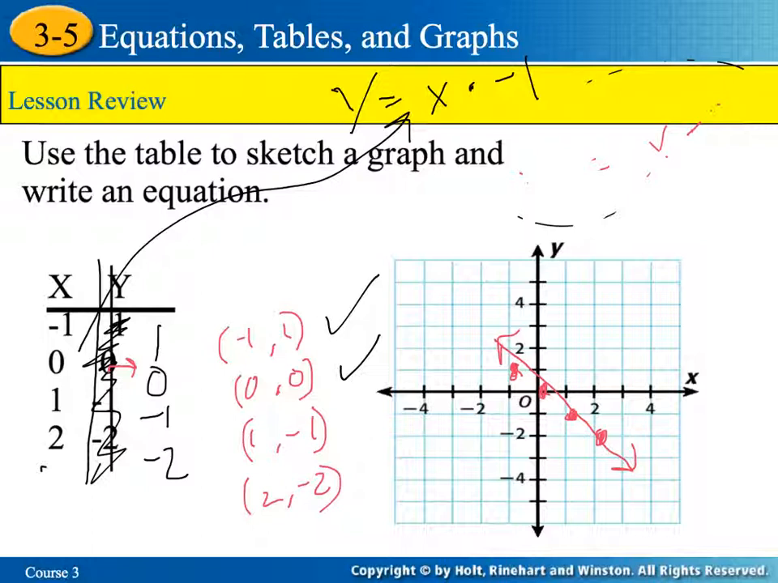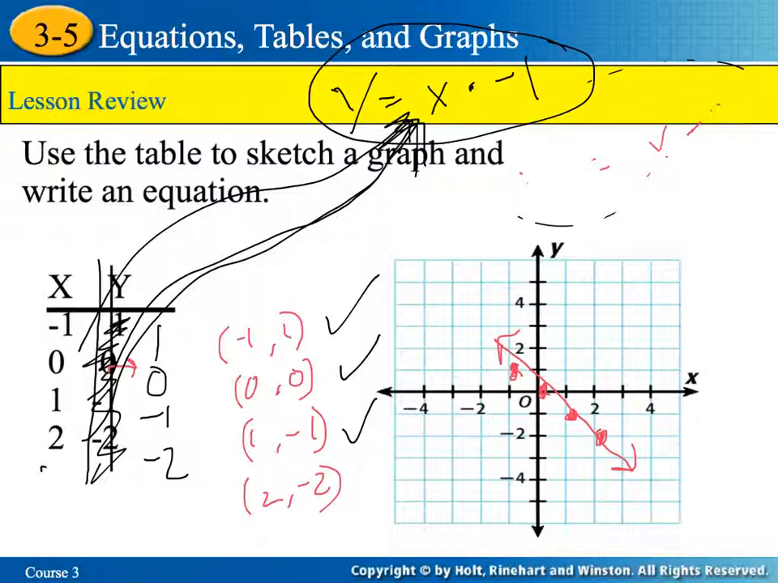If I plugged in 1 here, what's 1 times -1? It's -1. So far, so good. Let's try it. Hopefully this works for the last one. What is 2 times -1? It's -2, absolutely. So if you look at that, my equation is y equals x times -1.